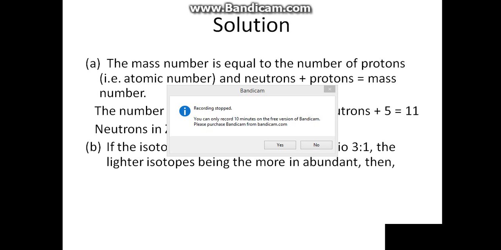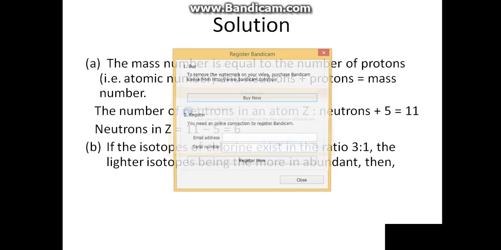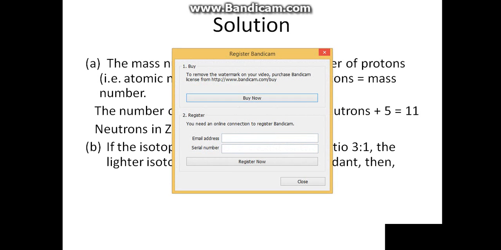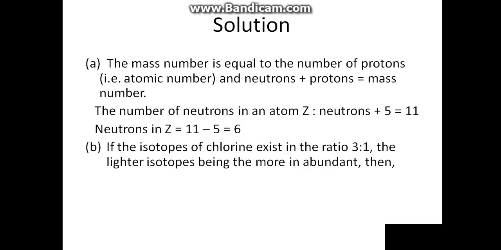Atomic mass of chlorine is equal to (3 times 35 plus 1 times 37) all over 4, which will give us 35.5.